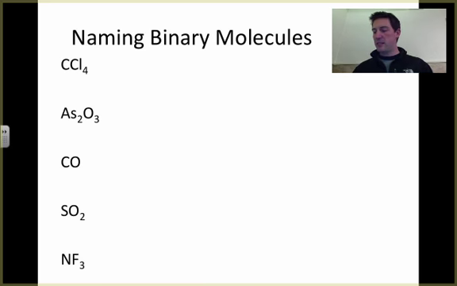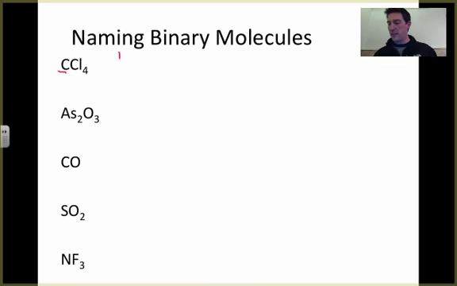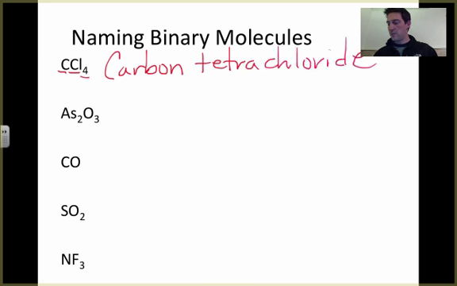We'll start off with CCl4. That C tells us we're dealing with carbon. And this Cl, the second rule, tells us we need to change that to ide, so it's going to become chloride. But we need to say how many there are. And if we go back to the prefixes, this would be tetrachloride. Now remember, we don't put mono on the first one, so it's not monocarbon tetrachloride, it's just carbon tetrachloride.